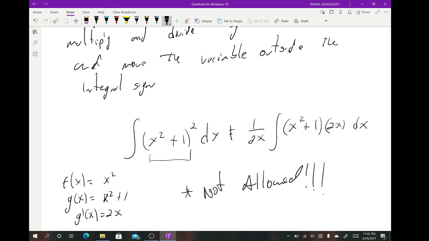So I'm going to end this part here, and when we come back, we're going to talk about the next technique, which is called the change of variables technique.